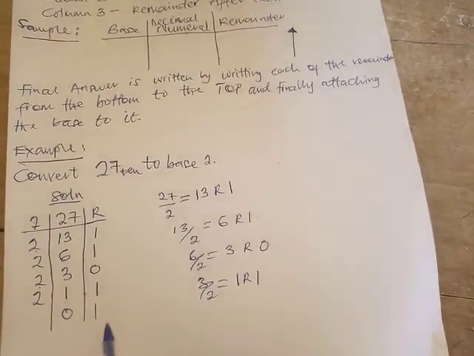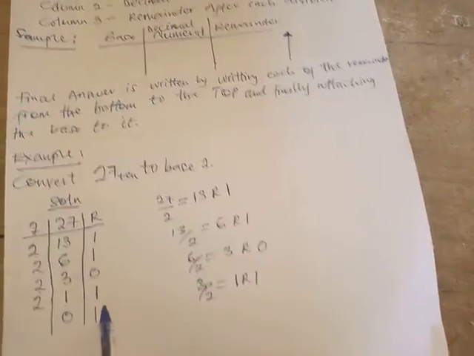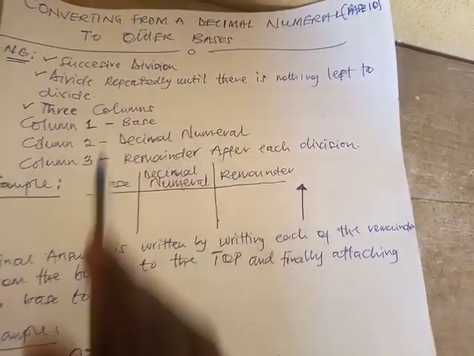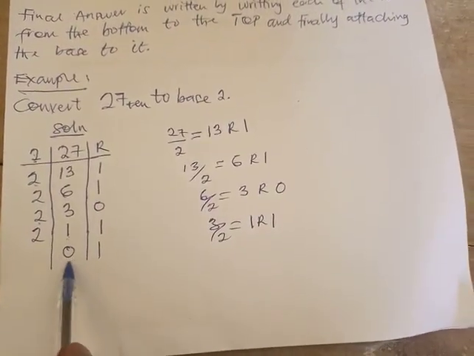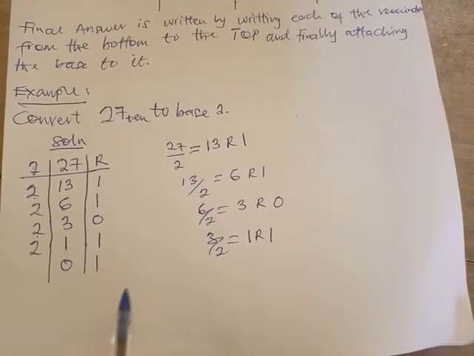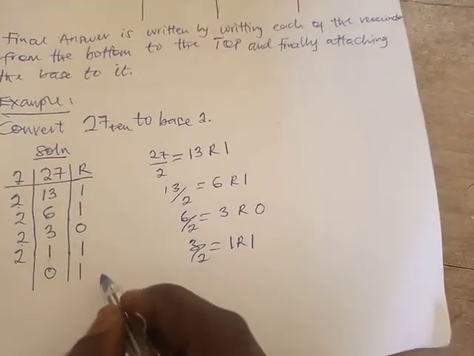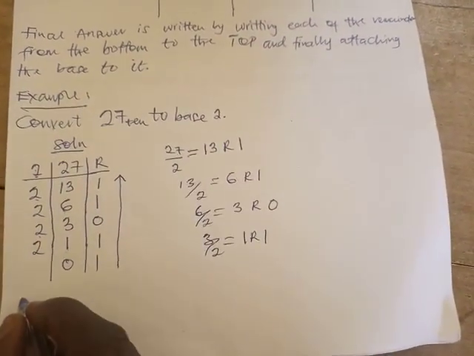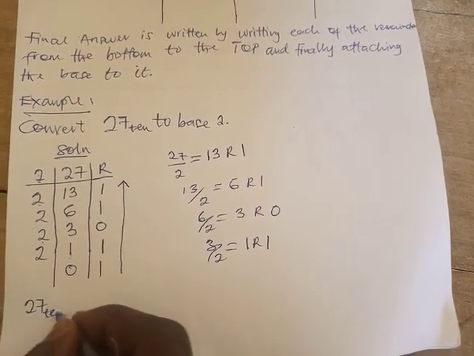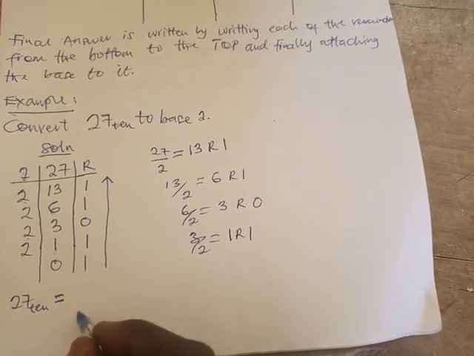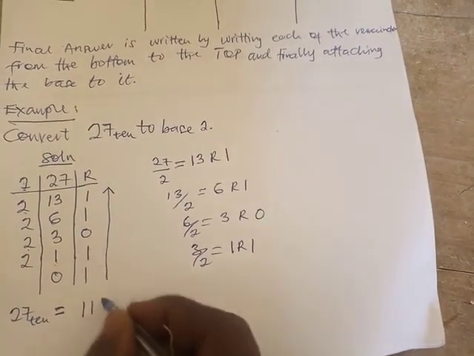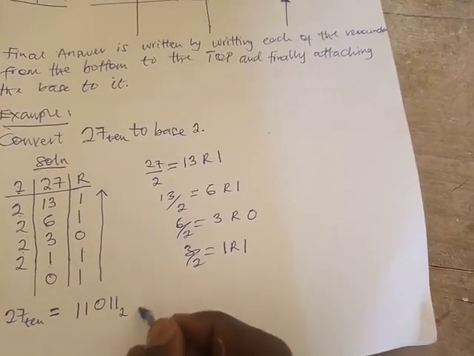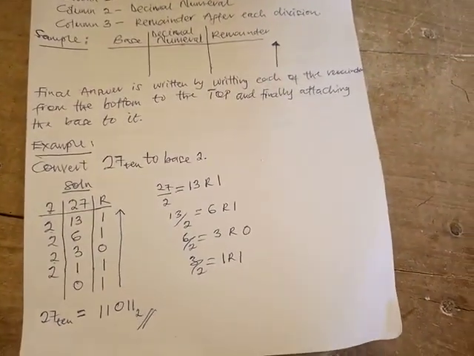So the thing is, we are going to divide repeatedly until there's nothing left to divide. So you can see that there's nothing left to divide again. So if there's nothing left to divide, then it means we are done. As soon as you arrive at 0, then it means you are done. So we are going to write our answer. We're going to build our answer right from the bottom to the top. So 27 base 10 becomes 11011 base 2, and this is your final answer.